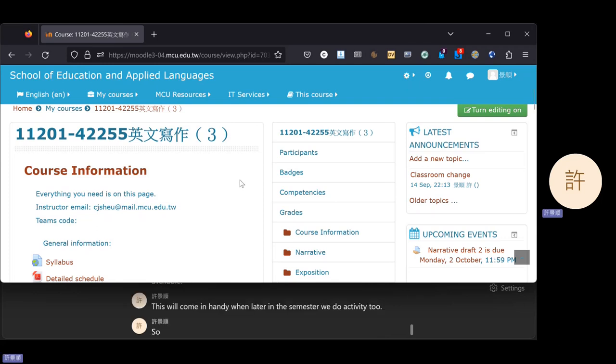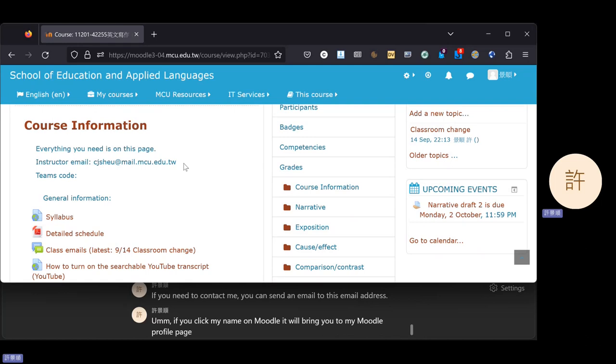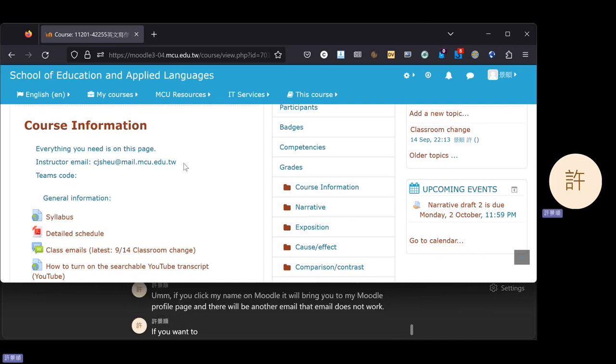So let me introduce you to the Moodle page. Everything you need is on this page. If you need to contact me, you can send an email to this email address. If you click my name on Moodle, it will bring you to my Moodle profile page, and there will be another email. That email does not work. If you want to contact me, please send an email to this address.